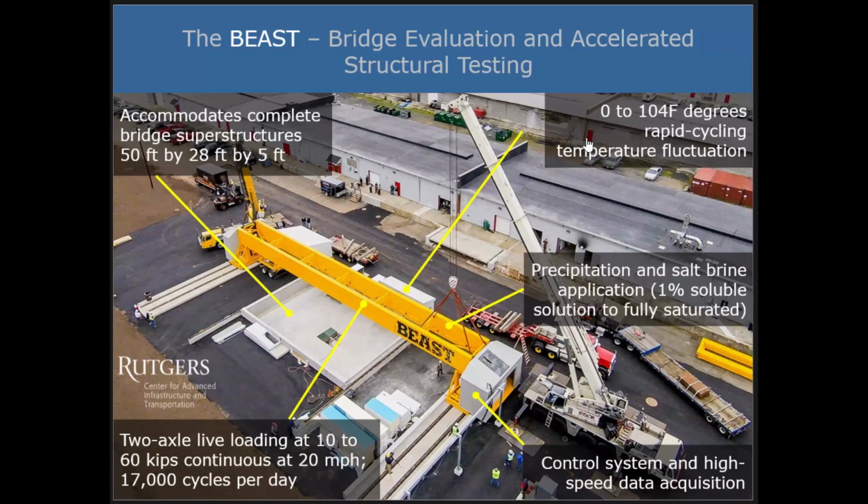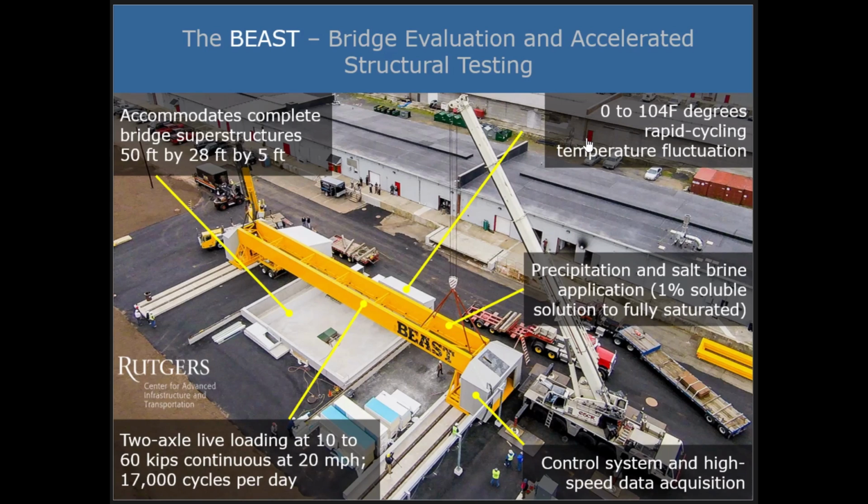But here you can see some of the elements of that structure, but the most important elements are that this facility can accommodate bridge structures which are 50 feet long, up to 24 feet wide, and about 5 feet deep. With respect to the loading which you can apply, there is a dual axle carriage, which can carry a load of 60,000 pounds. And this load can move at a speed of close to 20 miles per hour, or make approximately 15,000 passes per day.